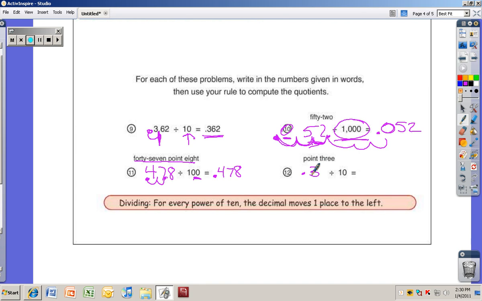0.3 divided by 10. Which way do I move the decimal? Left. How many spots? 1. So what's the answer?